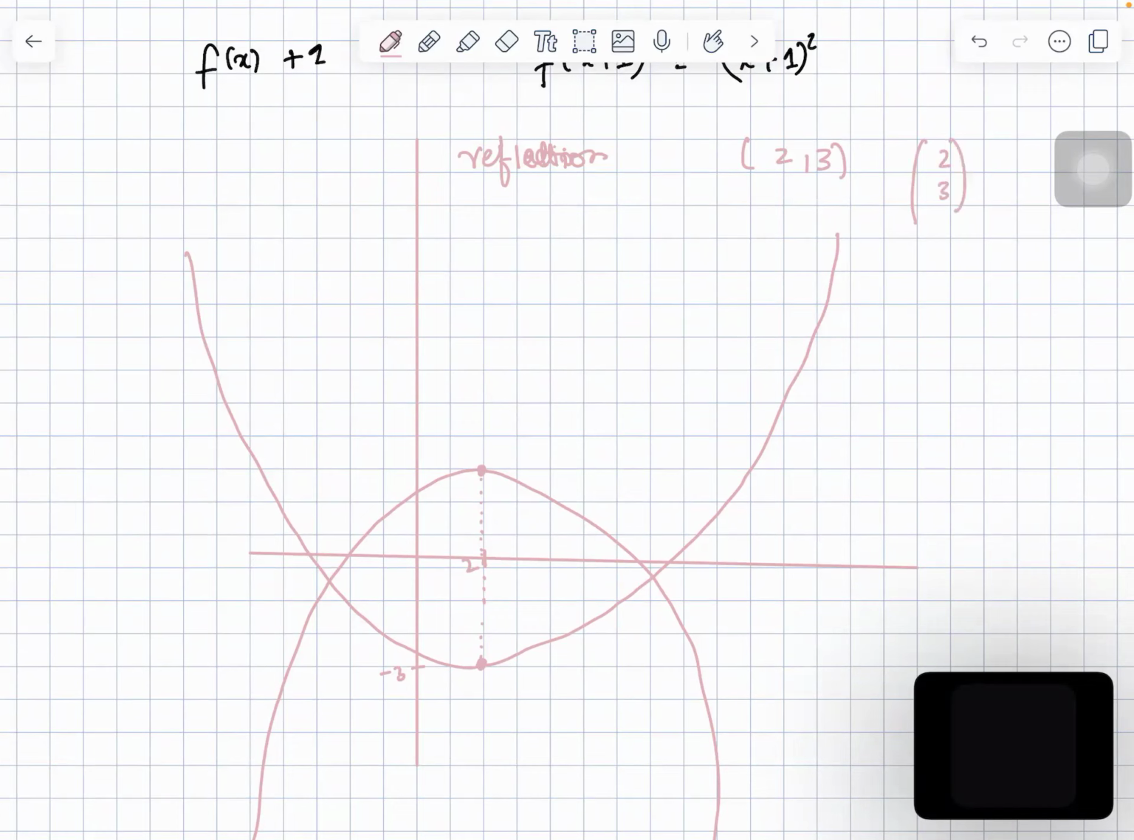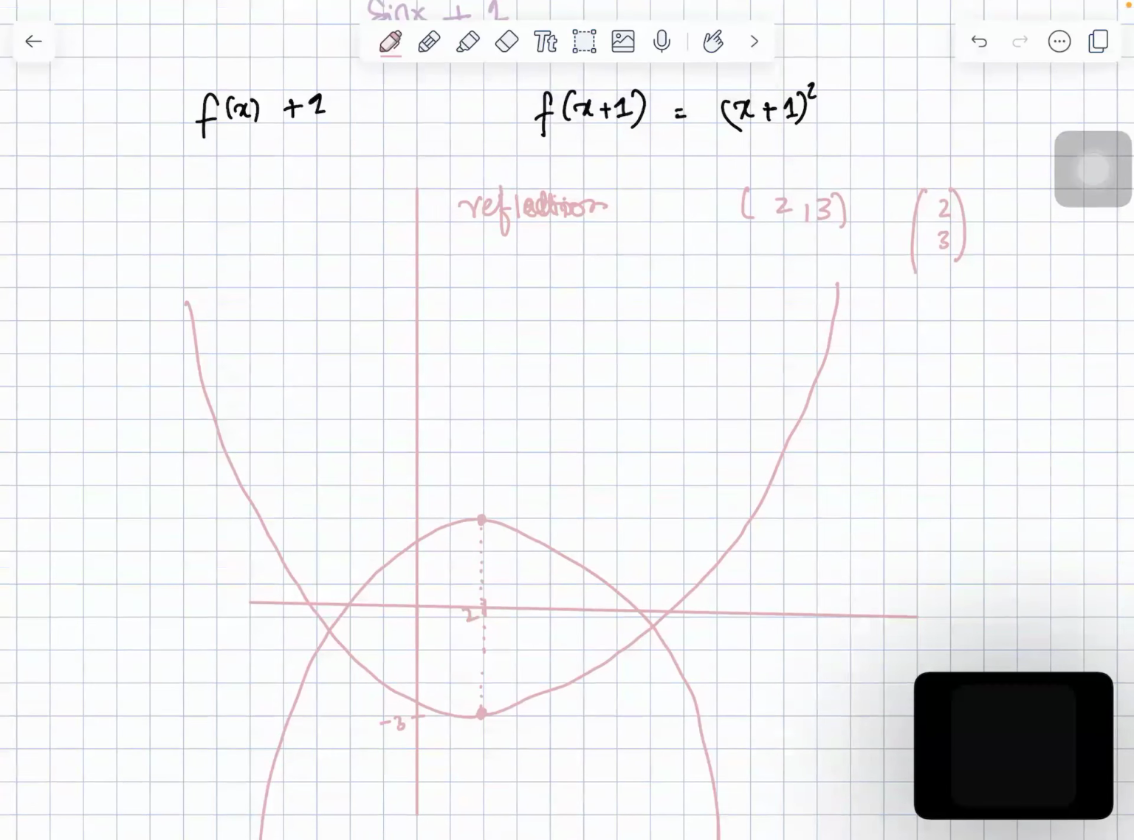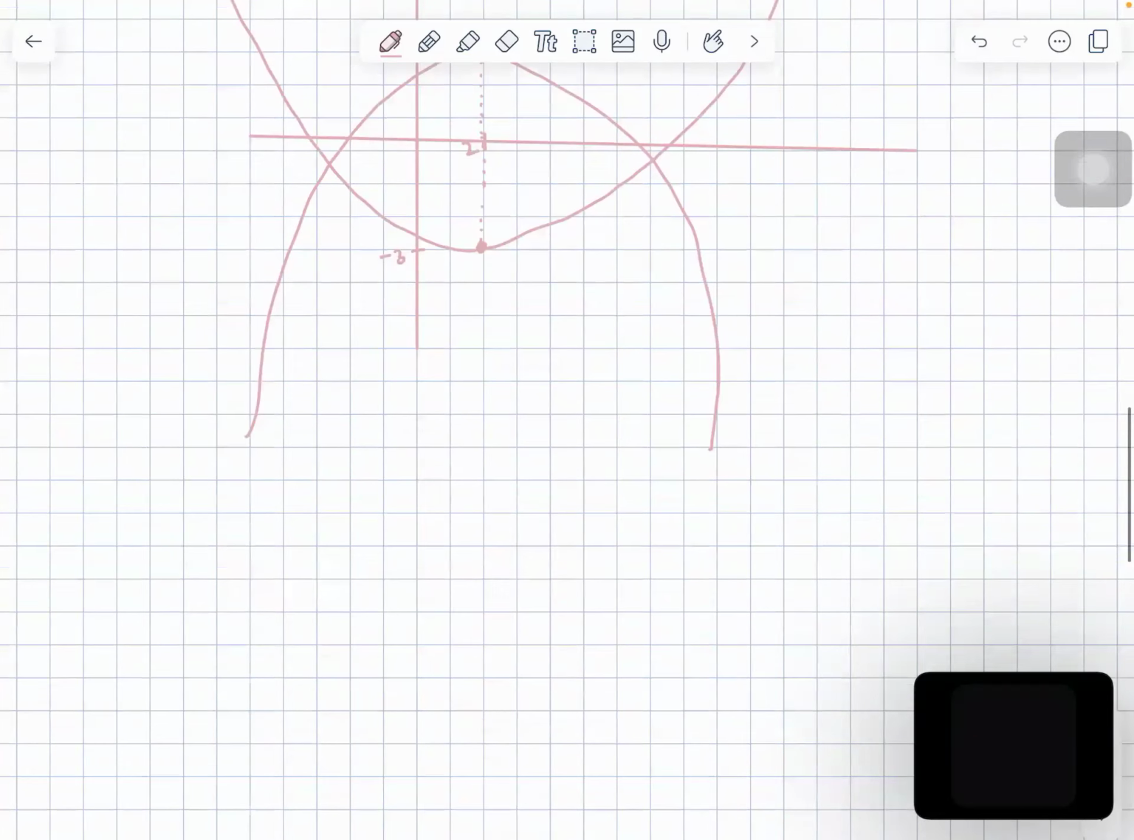I'm trying to say, like, for translation, we did f(x) + 2. So if it's f(x) + 2, that means it's going up. So what do I have to do, like f(x) what, to reflect it? If it tells me f(x) something, then how am I supposed to know that this is reflection? Okay, yeah, makes sense.